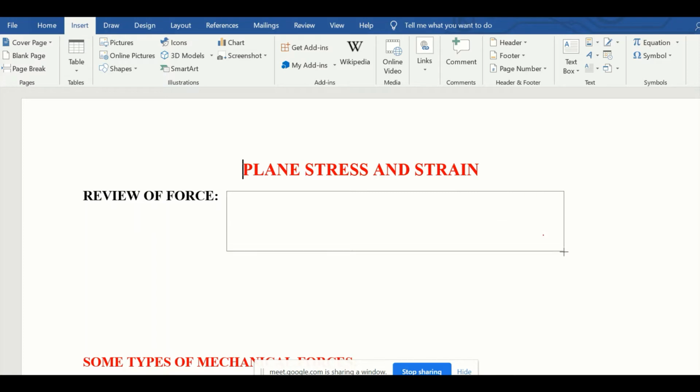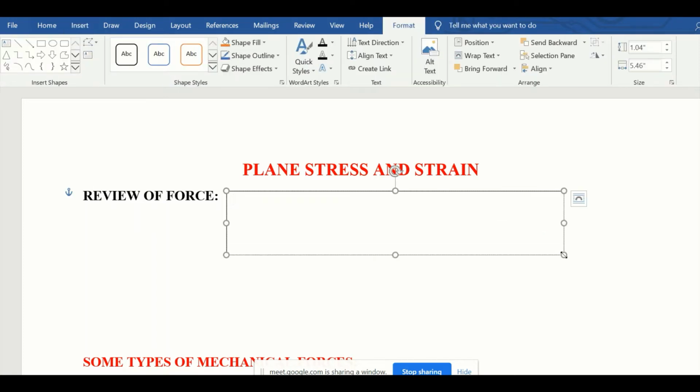A force is a pull or a push. That is the simple definition for a force. And also you must note that when force is applied on a body, it can cause a change in the body's dimension or shape and motion of the body. So force is a very important factor when we are talking about stress and strain.